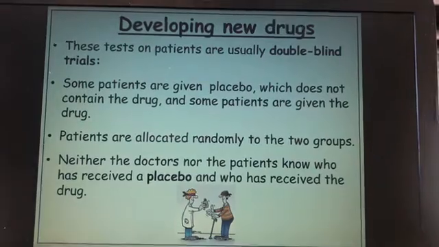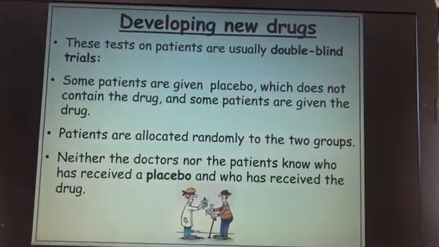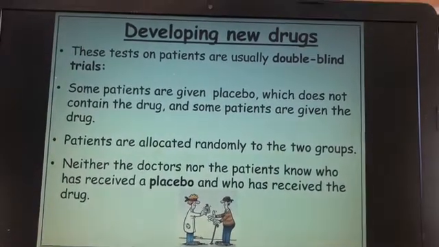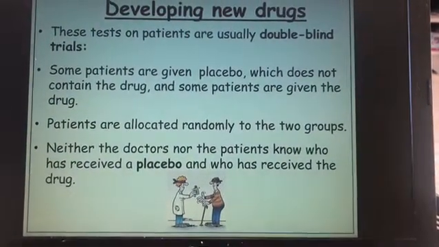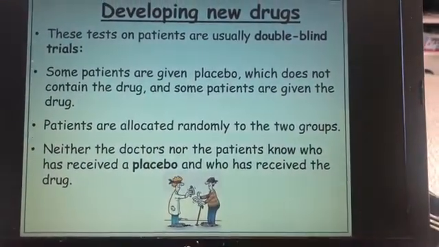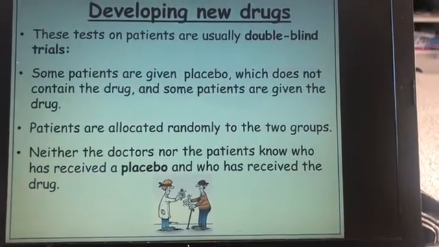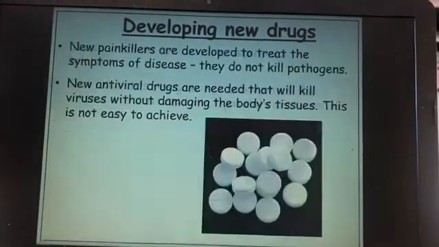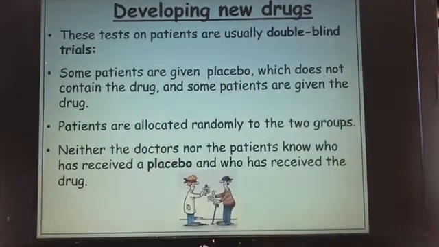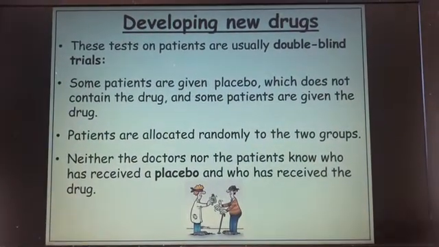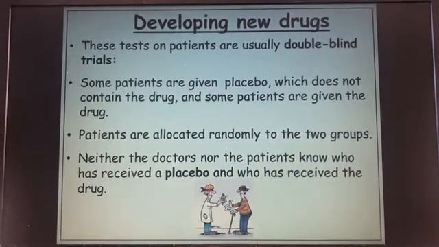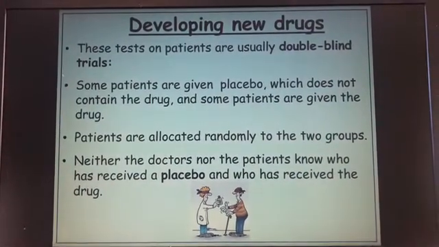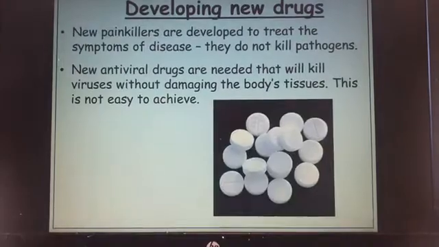And then you would allocate them randomly into two groups, either placebo or the real drug. It'd be double blind, so the patient doesn't know and the doctor doesn't know who's got the placebo and who's got the real drug. And if all that went well, you then test it on people who actually have the illness and check there's no side effects.